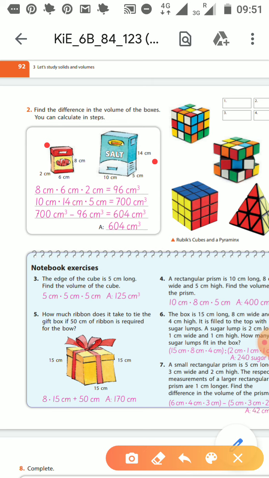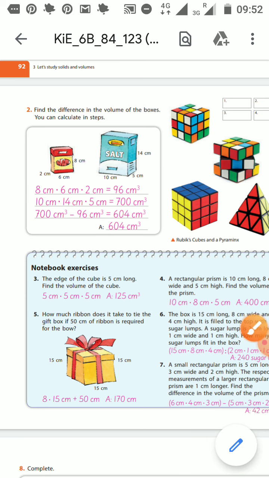So if we look at this first one, you can see the working out here. We've got 8 times 6 times 2. Your answer is 96 centimeters cubed. On the bigger one, you've got 10 times 14 times 5, and that is 700. And all you've got to do is take the 700 minus 96, which is 604 centimeters cubed. And that is your answer on that one.